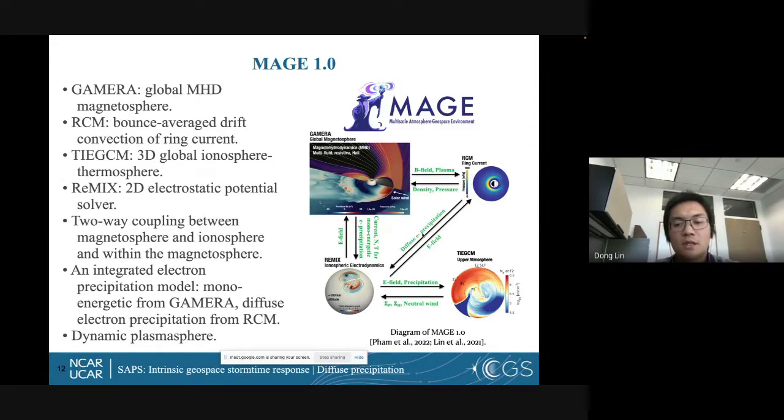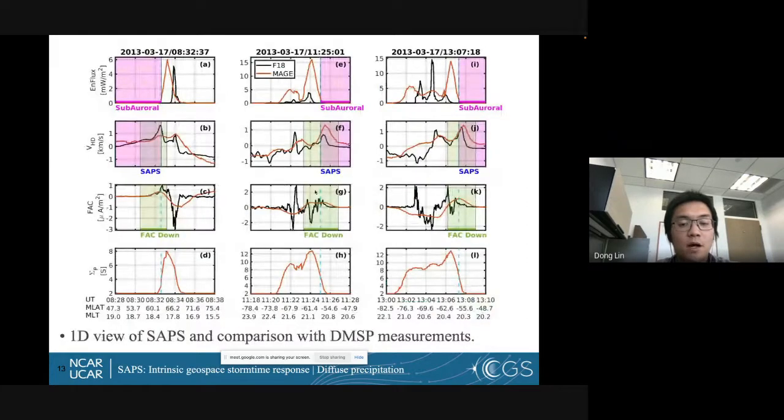So now with this new coupled model, let's see how it performs in simulating SAPS. Here is what we got in an event simulation of the 2013 St. Patrick's Day storm, and here we made some comparison with the DMSP satellite. As you can see, here the SAPS channel below the auroral boundary is very well resolved. I will show a comparison with previous results in a later slide.